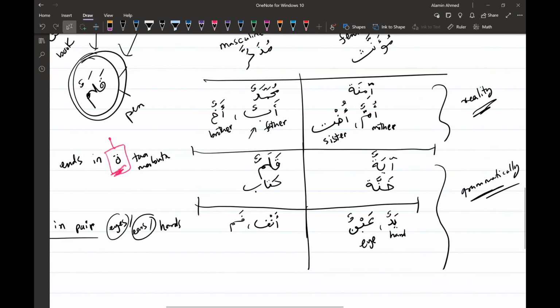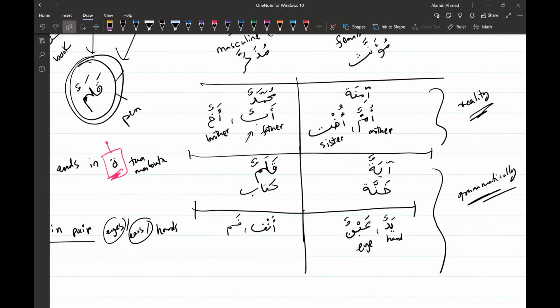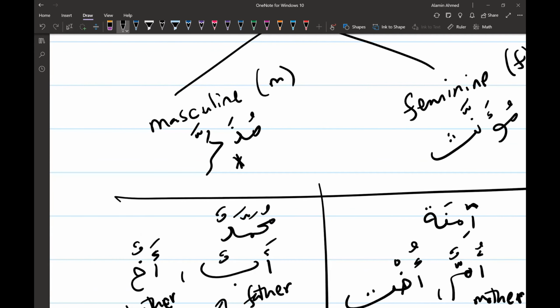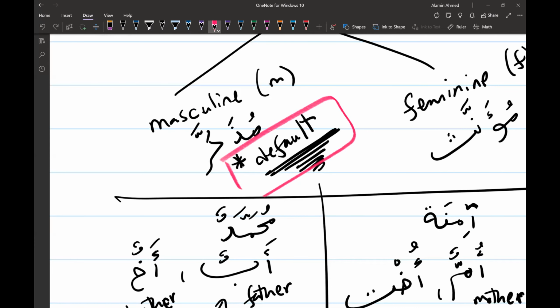But even for objects, we have to decide. And how do we decide, guys? You will hear this word a lot. By default, all words are masculine. The Arabic language uses this concept very often.